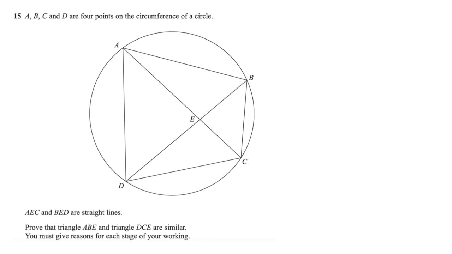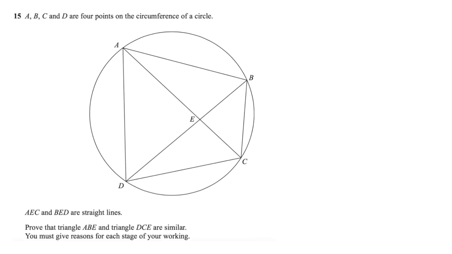In this lesson, we'll be focusing on question 15. A, B, C, and D are points on the circumference of a circle. A, E, C, and B, E, D are straight lines. Prove that triangle A, B, E and triangle D, C, E are similar. You must give reasons for each stage of your working.